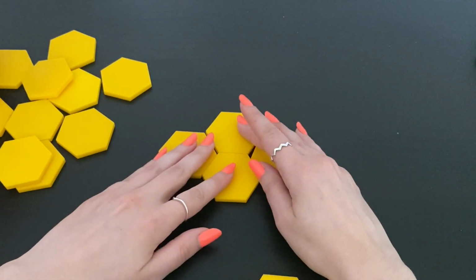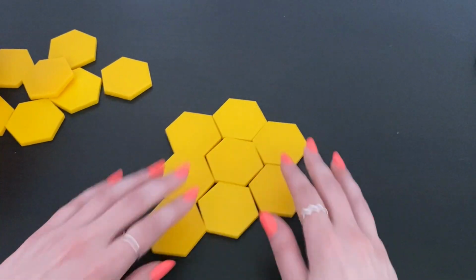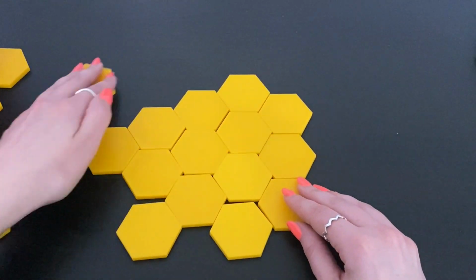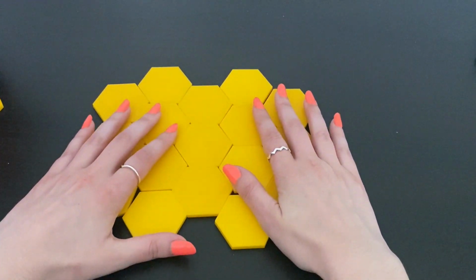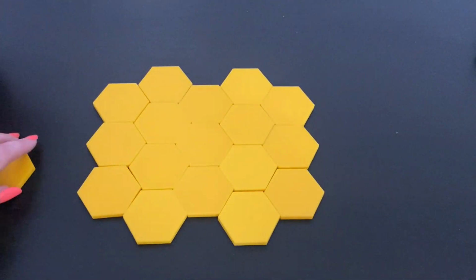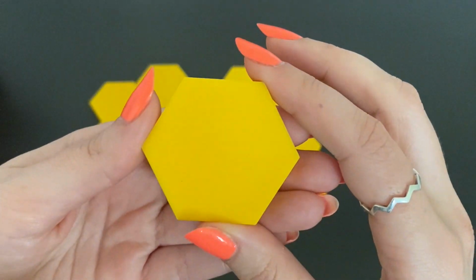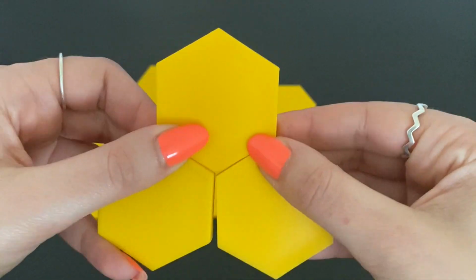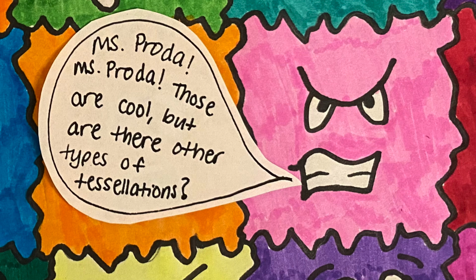Here's a tessellation of hexagons. A hexagon is a shape with 6 sides and 6 angles. A regular hexagon, with all sides and angles equal, can tessellate because each vertex is a meeting point of 3 hexagons with no gaps. Those are the only 3 regular tessellations.